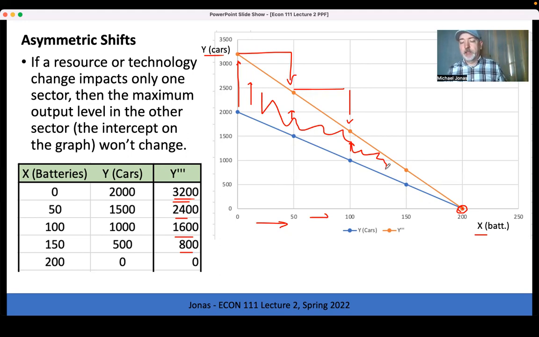So you should be able to handle an example like this, or if it was an increase in resources that only affect X and not Y, the line would pivot out flatter, right? Increasing the X-intercept, but not increasing the Y. So it all depends on the story. But this is the type of shift that's probably more realistic.